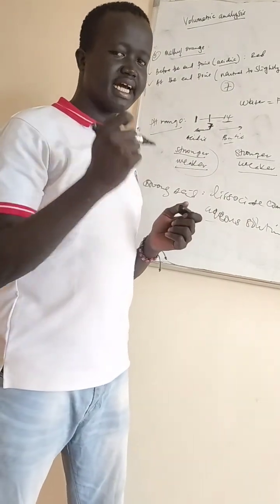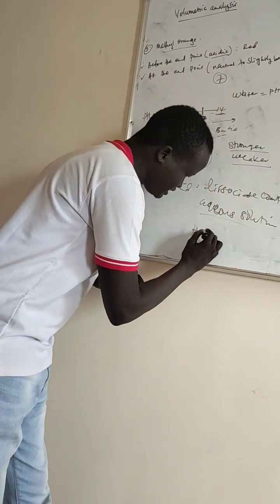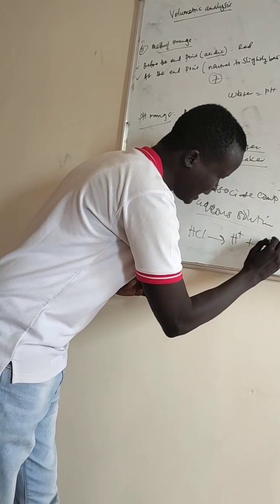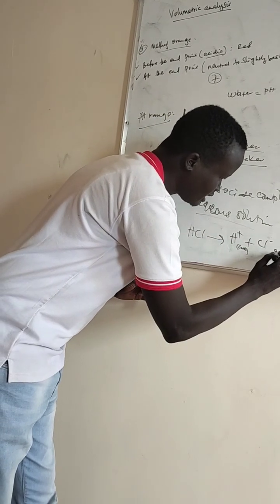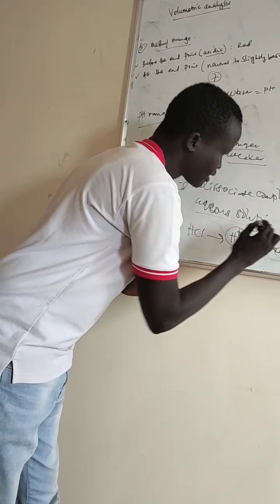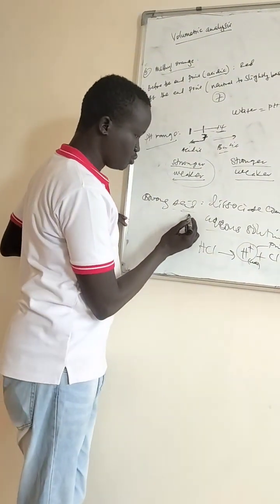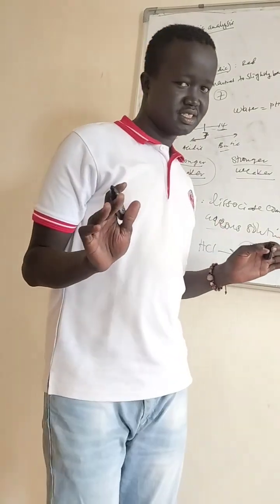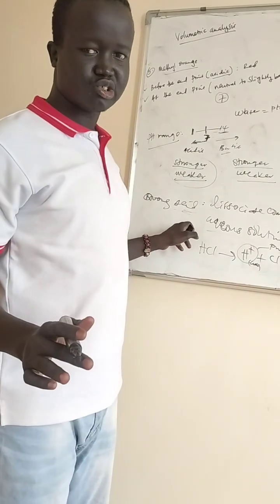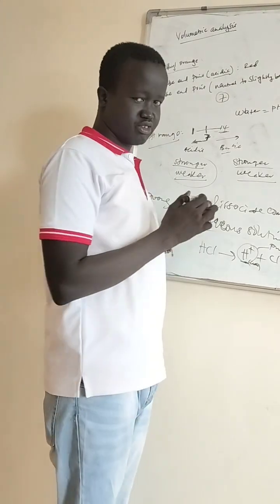By being dissociated, they are ionized by donating a proton. For example, HCl ionizes to give a hydrogen ion plus the chloride ion. The hydrogen ion is a proton. Therefore, we say acids are proton donors. All acids, whether weak or strong, are proton donors because they donate a proton. The proton here is the hydrogen.